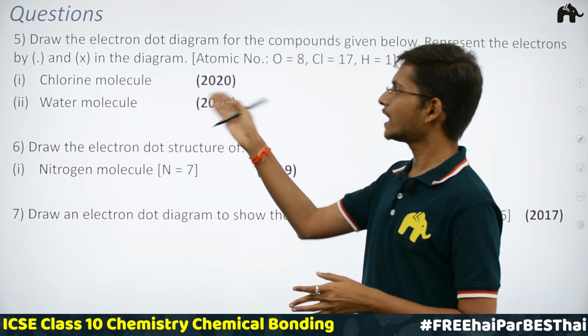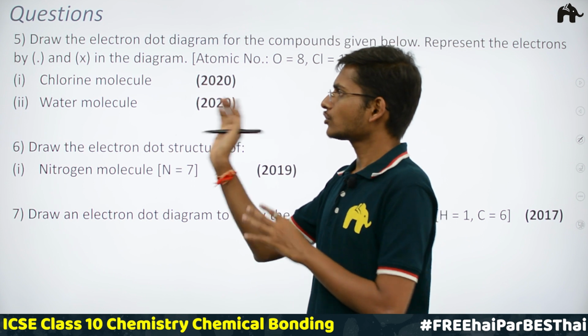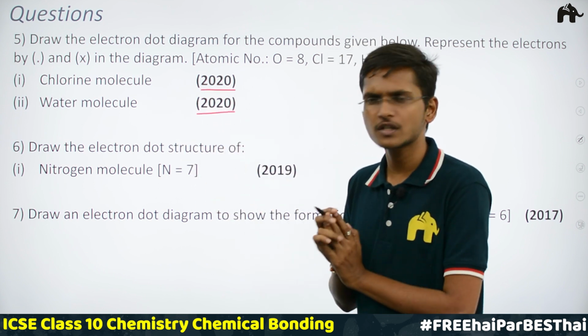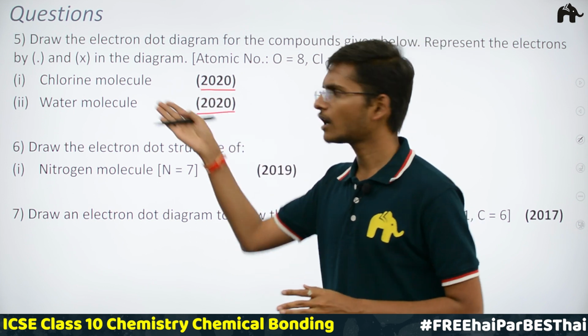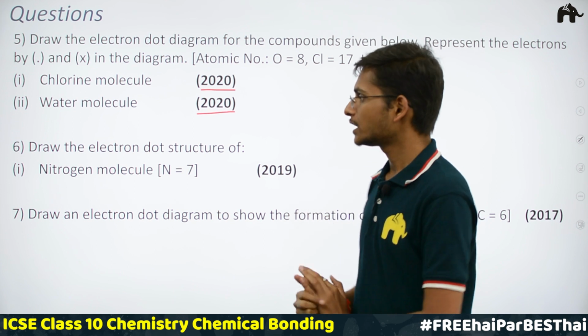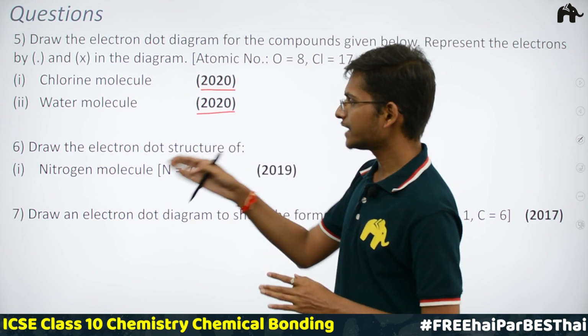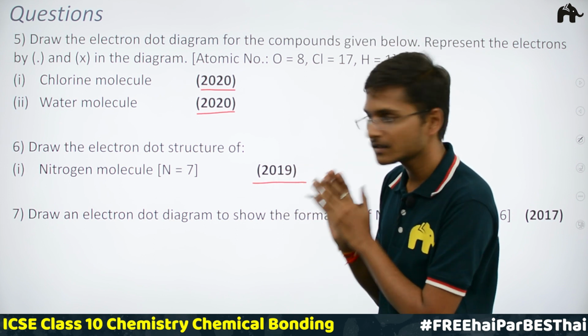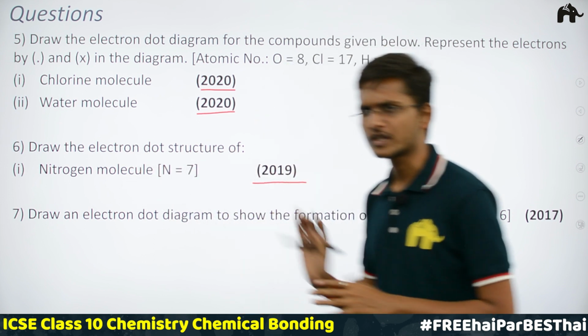So see, they have asked this question to draw the electron dot structure of chlorine molecule in 2020. Water molecule is also asked in 2020 in your examinations. We have already studied how to draw the electron dot structure of chlorine molecule, water molecule as well, right? Now, draw the electron dot structure of nitrogen molecule. This also we have studied. This was also asked in your examinations 2019. See, they have given us the atomic number of nitrogen as well.